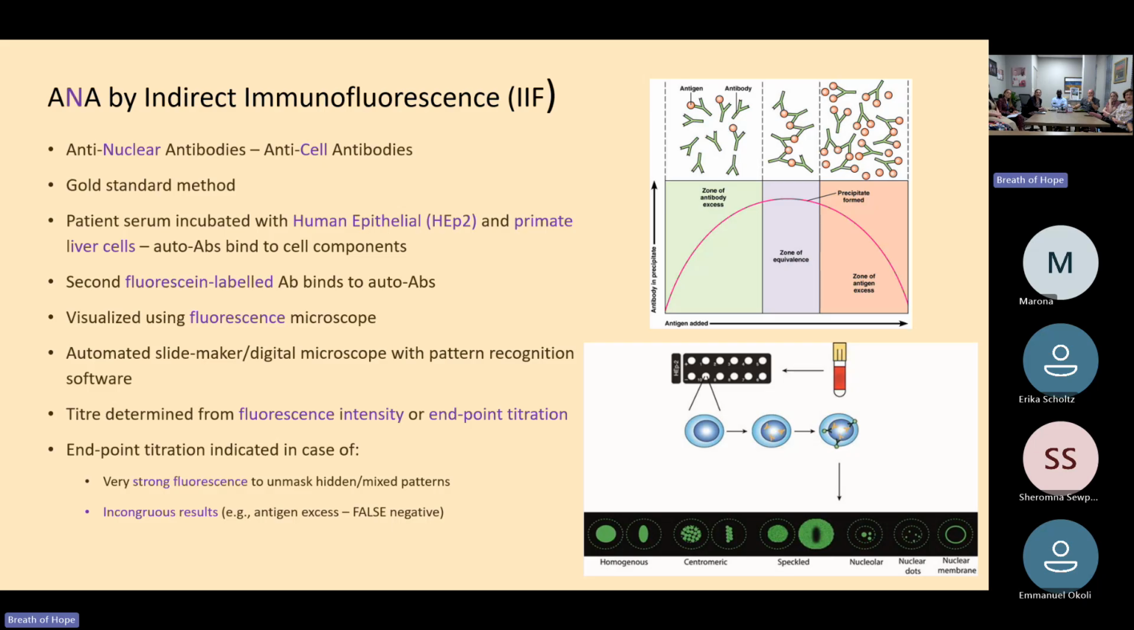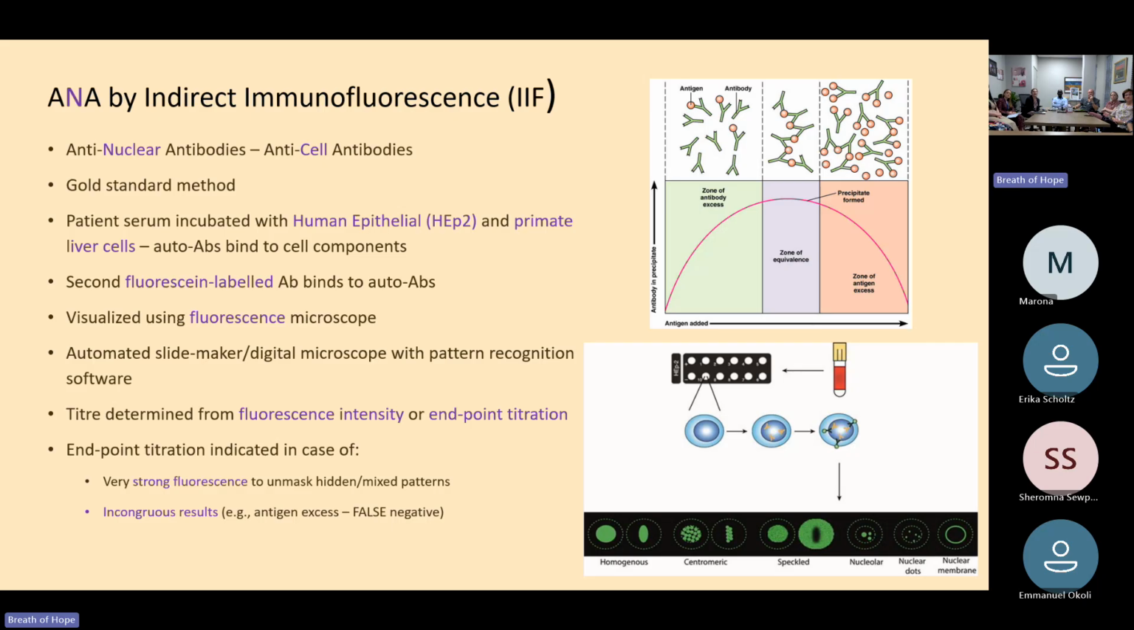If you look at this diagram, basically you have a slide, and on the slide, you've got human epithelial 2 cells that have been fixed there. In our lab, we also use primate liver. So on the same slide, you'll have the HEp-2 cell as well as the primate liver. The idea is to take the patient's sample and add it to the slide. If there are autoantibodies present in the patient's serum, they will bind to the components of the cell that are relevant for the autoimmune disease that the patient has. And then you will do a wash step.